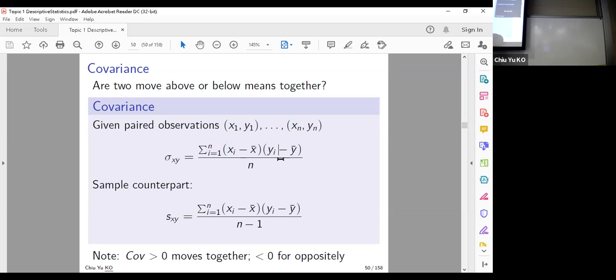If x is above its mean and y is above its mean, this is a positive number. Positive multiplied by positive is positive. If they are both below the mean, each is negative, and negative times negative becomes positive. And if they are always above the mean together and below the mean together, this whole sum is positive.